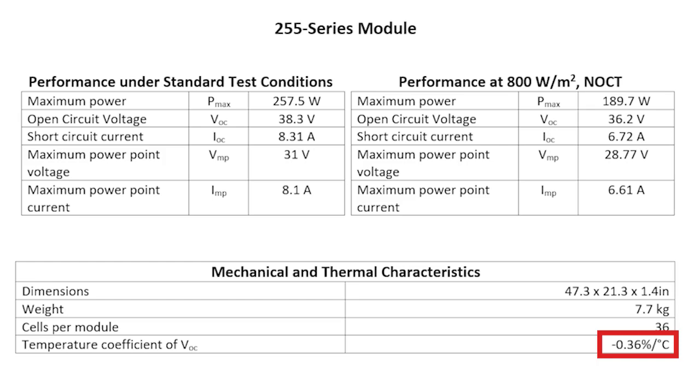An example might be where a photovoltaic module has a percent temperature coefficient of negative 0.36% per degree Celsius. This means that for every degree change in temperature, the module's open circuit voltage, or maximum power voltage, will change in the opposite direction by 0.36%.